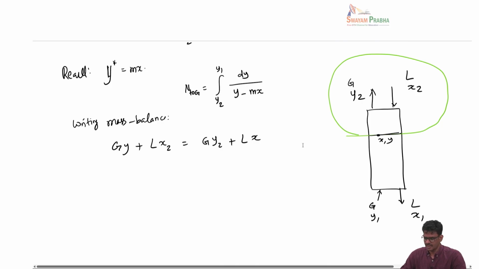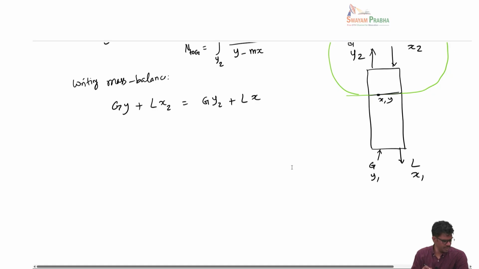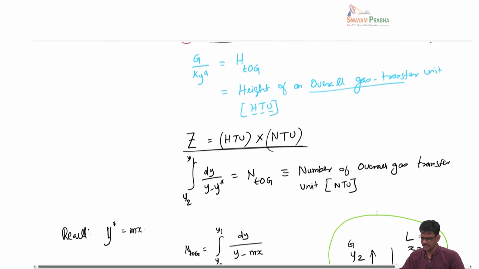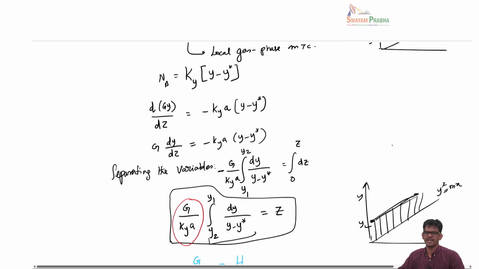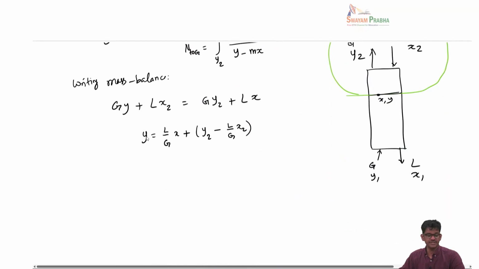And then from here you can write that y is equal to L by G times x plus y2 minus L by G times x2. Okay, so this is the operating line that I was showing here before. The operating line I was talking about here, right? This line, that's basically that line. It depends on the ratio L by G, the ratio of the flow rates. So from here you can also find the value of x.